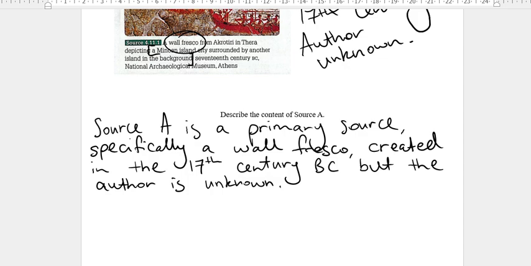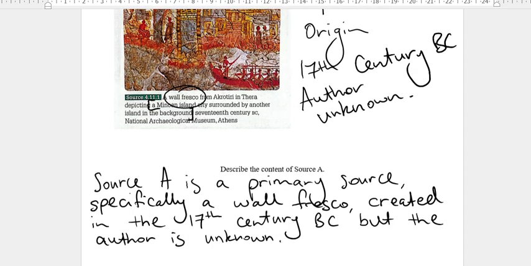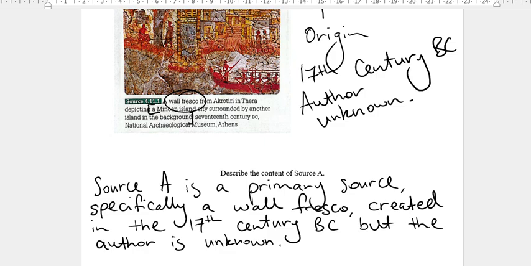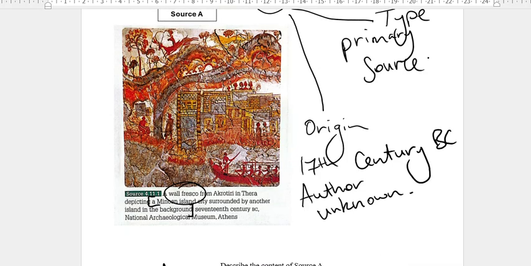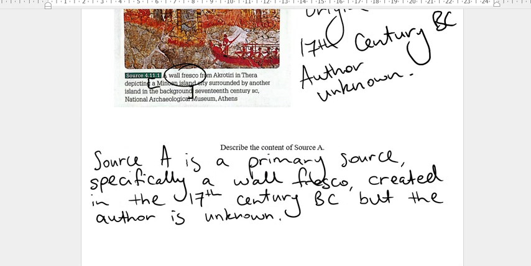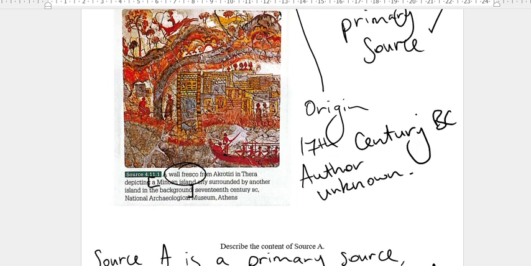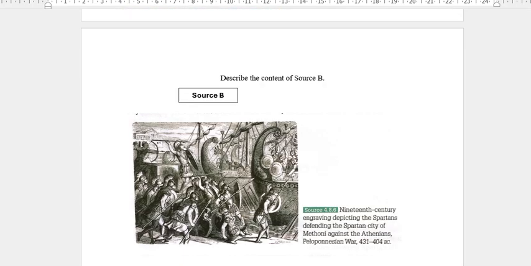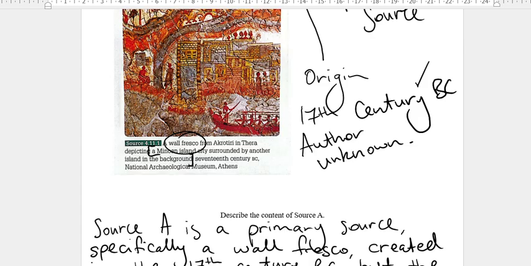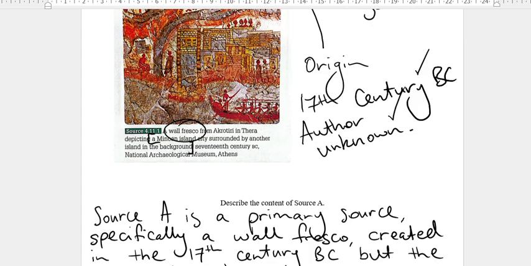Now, before we write the second sentence, let's just check over here from our planning if we cover everything here. So, source A is a primary source. We cover that. Specifically, a wall fresco created in the 17th century BC. Tick that off. But the author is unknown. And again, it's covered that. My apologies for jumping around. It's covered there. Very good.